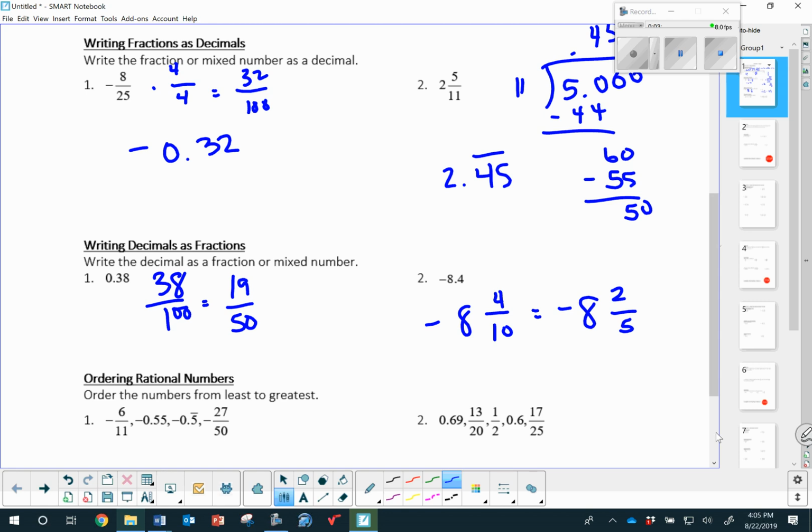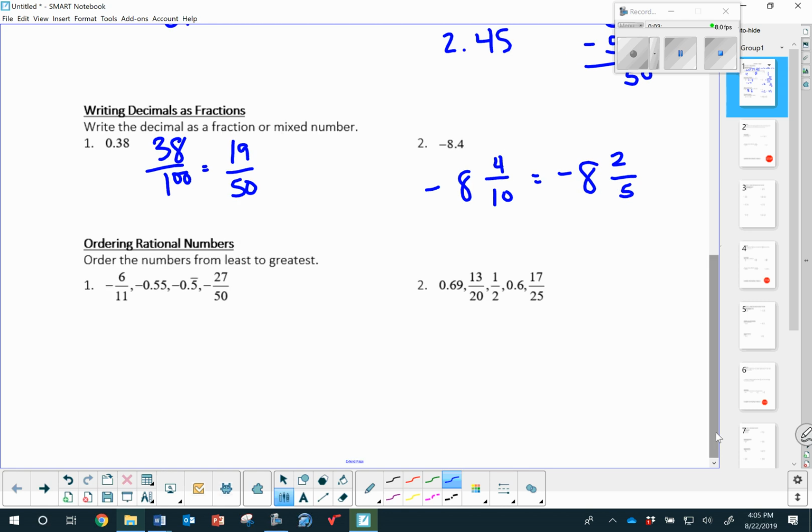The next section, we are ordering numbers from least to greatest. So I like to turn everything into a decimal and then put them in order just because it's easy for me to compare. So -6/11ths, if you change that into a decimal, is -0.54 repeating. Then it's -0.55. Then -0.5 repeating. And -27 fiftieths is -0.54.